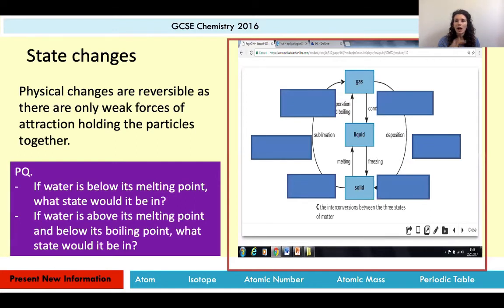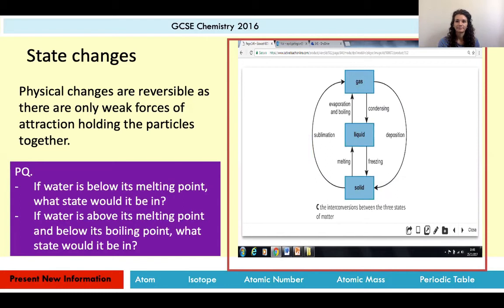Okay, so taking those states of matter, then we can look at state changes. So that is when a substance moves from one state to another. So what I would like you to do, please, is copy out this diagram and try and write in the labels of the state changes, please. Okay, so just pause and copy out that diagram and write in these labels. Excellent, well done.